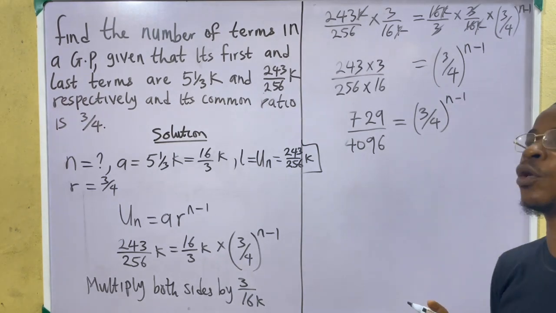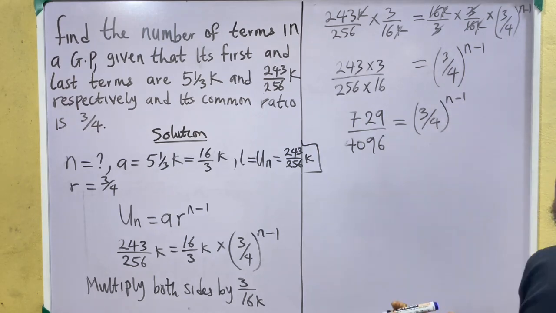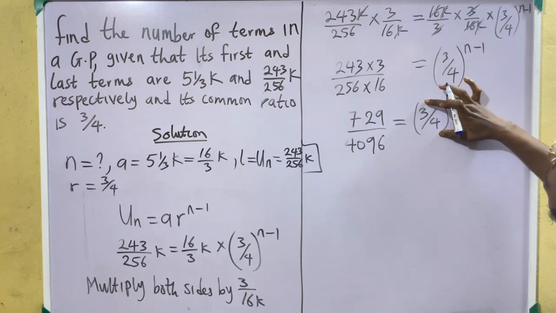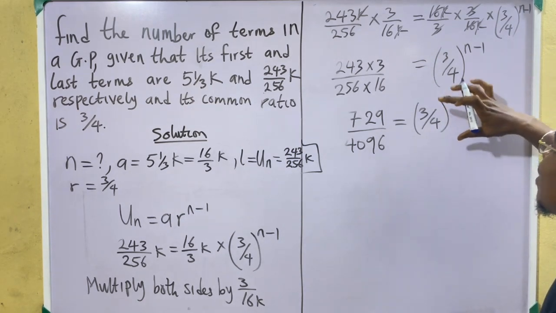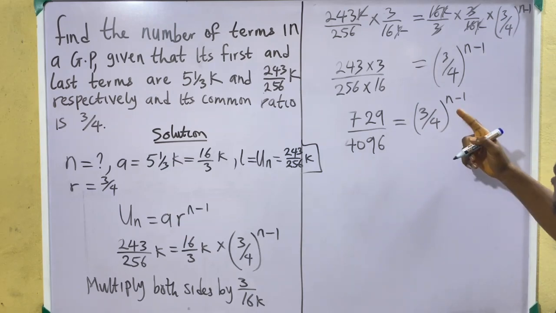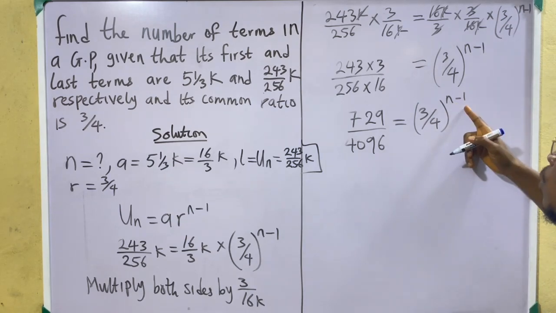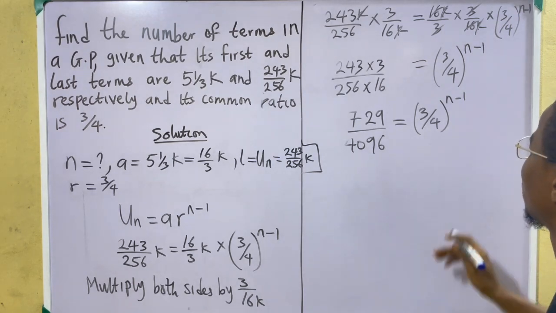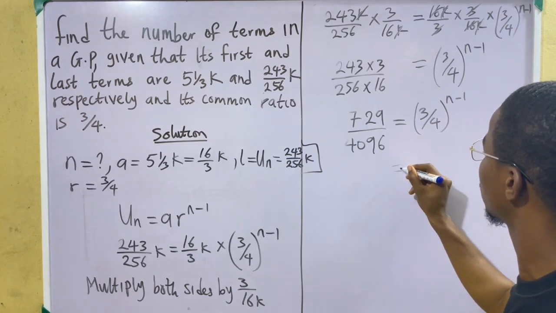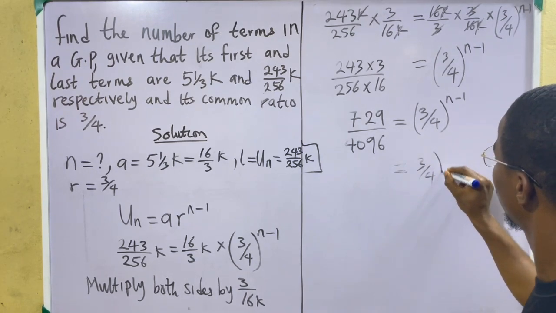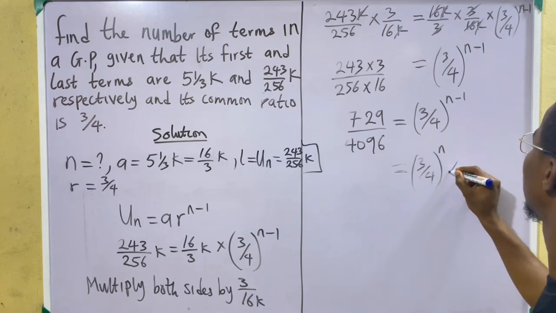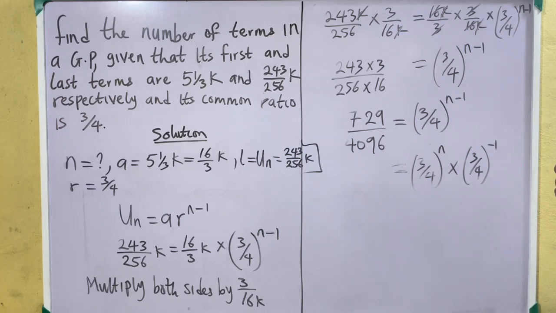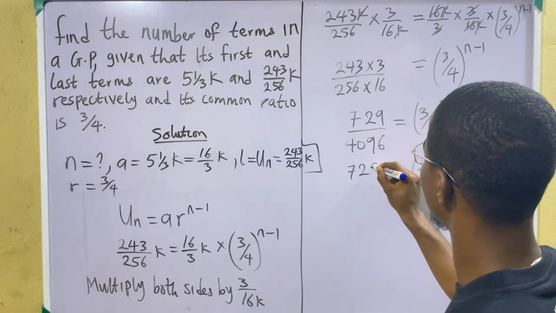Now, by the law of indices, we know that this n minus 1 was gotten by the multiplication of a particular base, which is 3 over 4, and itself again having different powers. The first one was having the power of n, the second one was having the power of minus 1. So when you multiply them, it becomes a sum. You can go back to your laws of indices to know what you're about to do here. So this is the same thing as 3 over 4 raised to power n times 3 over 4 raised to power minus 1. And on this side we have 729 all over 4096.